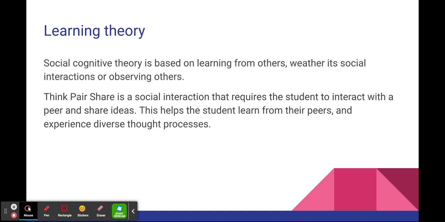Learning theories for this video, I chose to focus on social cognitive theory because it's based on learning from others, observing other behaviors or other social interactions, learning from those social experiences. Think, Pair, Share is a social interaction that requires the student to interact with a peer and share their ideas, and this helps the student learn from their peers and experience diverse thought processes, getting to know what others think and learning from how they might have gotten to their answer.